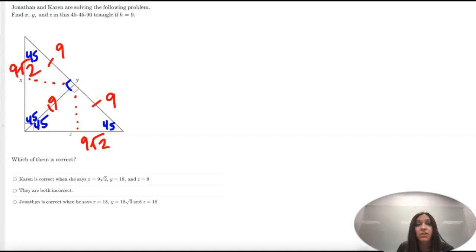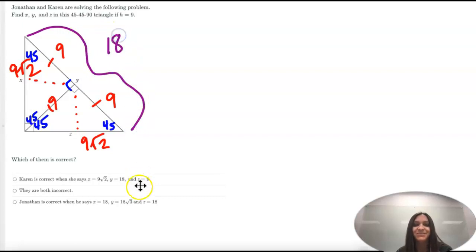And I'm not going to do the long one again. If I add these together, y is 18. So let's see who's correct. Karen is correct when she says x equals 9 square roots of 2. Y is 18. And z is not 9. Karen is not correct. And then here x is 18. Nope. They're both incorrect again. Bummer.